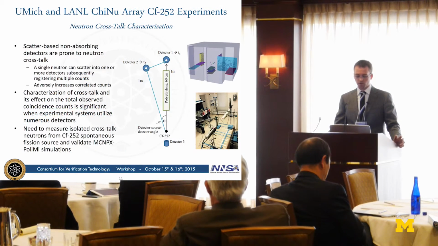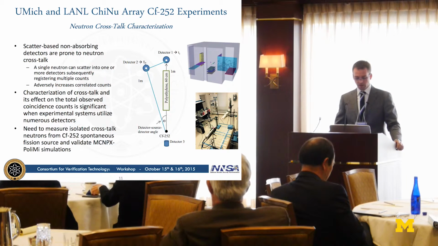So another facet of this work is neutron crosstalk characterization. These detectors are scatter-based, so there's no absorption typically, and they're prone to neutron crosstalk. So a neutron enters one detector, deposits sufficient energy to register as a count, enters another detector, again depositing sufficient energy to register as a count. This adversely creates higher coincidence counts, and we have designed a measurement to address this concern where we shield one detector with a polyethylene shield, forcing all coincidences to arise from crosstalk.